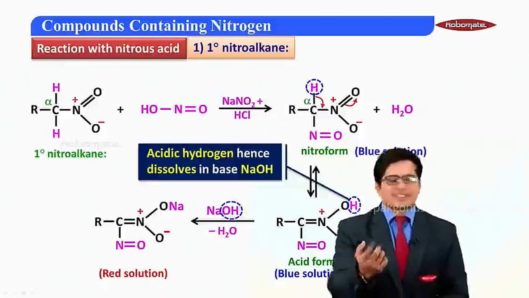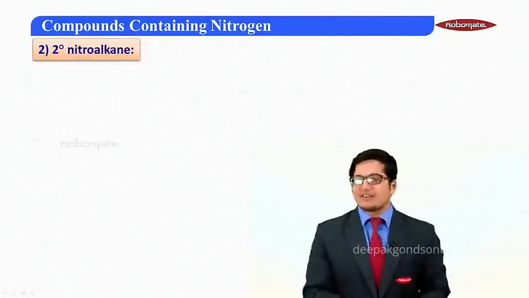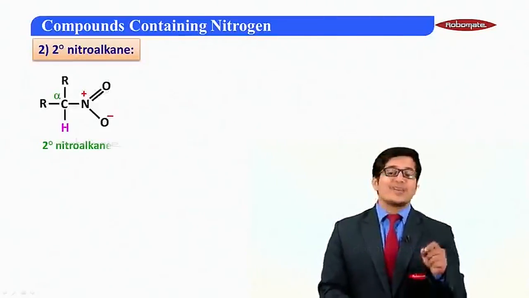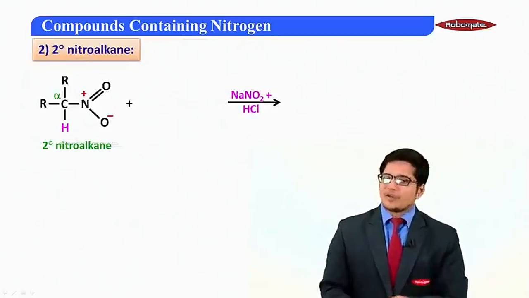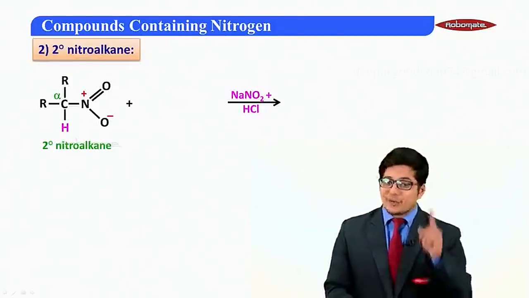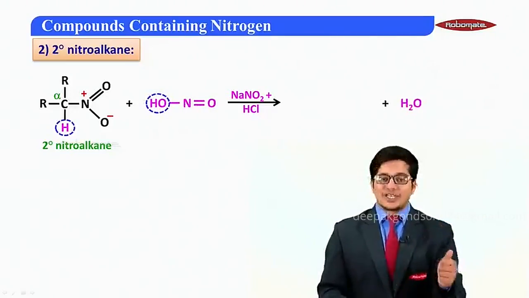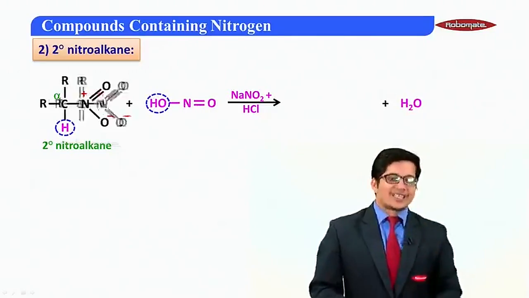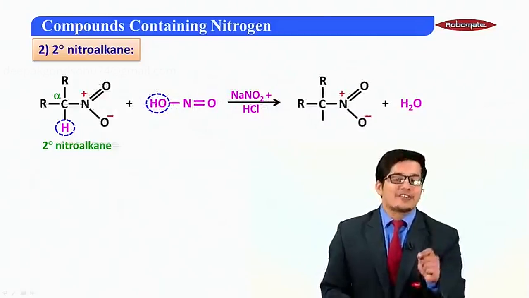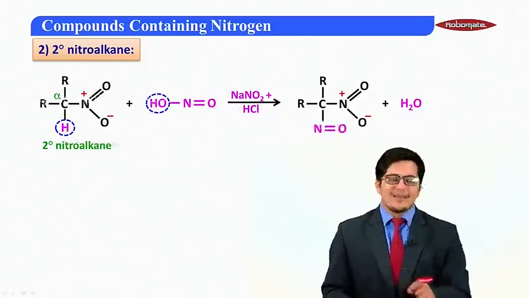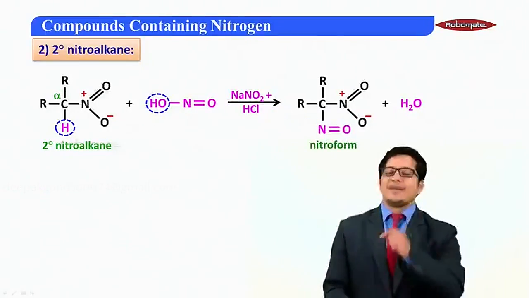Let's talk about secondary now. Secondary nitroalkane is now reacted with HNO2. What would you get? Let's see. It consists of one alpha hydrogen. So yes, you would get water once again. Along with this, you would get a nitroso form, same as you got in the primary nitroalkane.